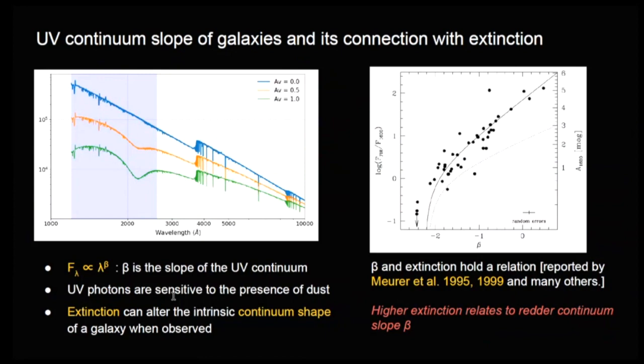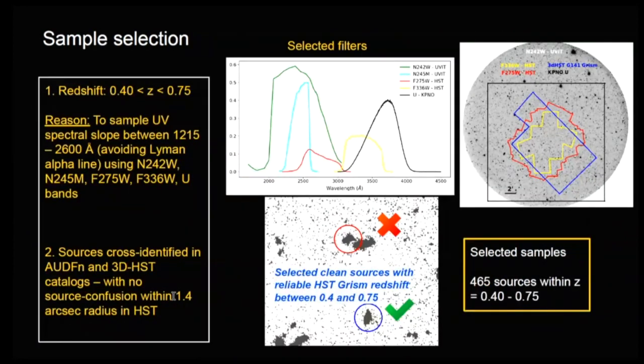So there is a connection between the continuum slope and how much extinction you have, and we wanted to address the extinction at a particular redshift which was not explored earlier because of the lack of high quality near UV imaging. This is the redshift range we targeted, 0.4 to 0.75, because of the filter system we have and the definition of the Calzetti wavelength range. We constrain source selection by not selecting any source which is blended in the UVIT image, and as a reference we took the HST image for that. Finally, we have 465 galaxies in this redshift range in this field.